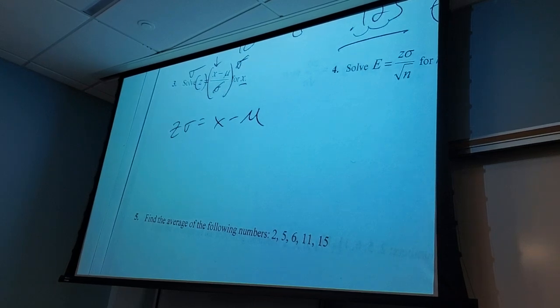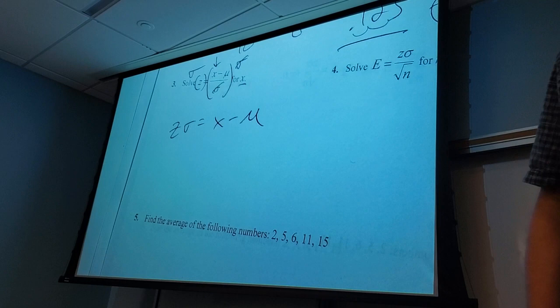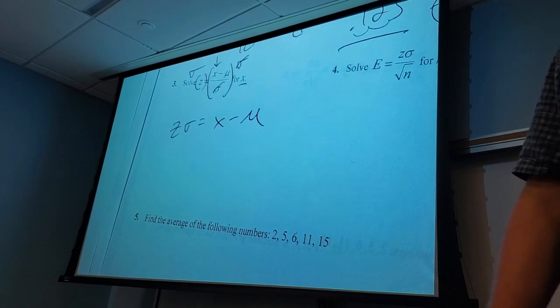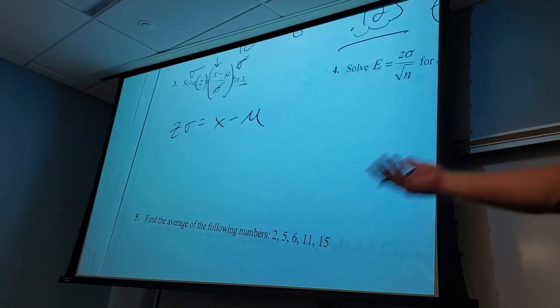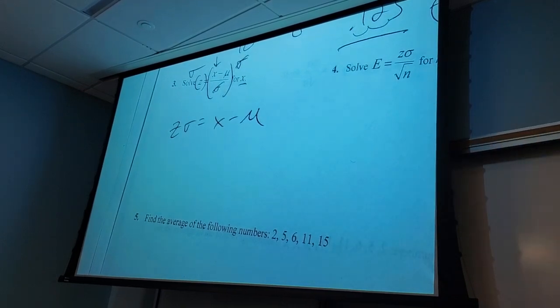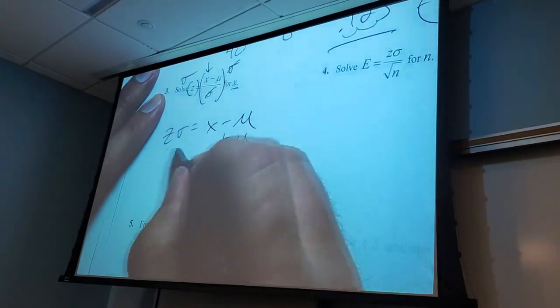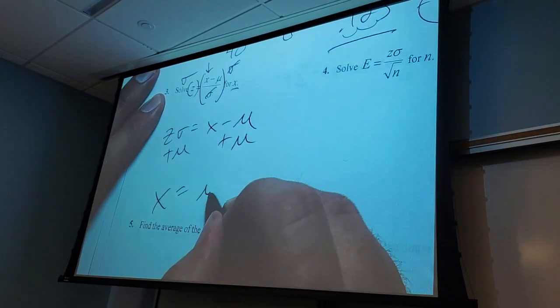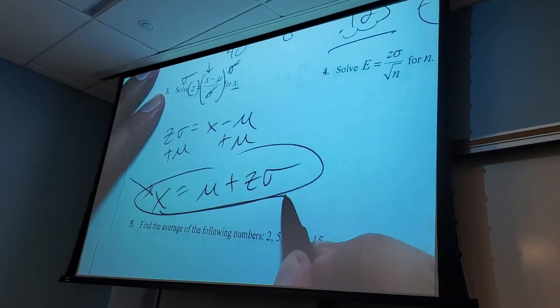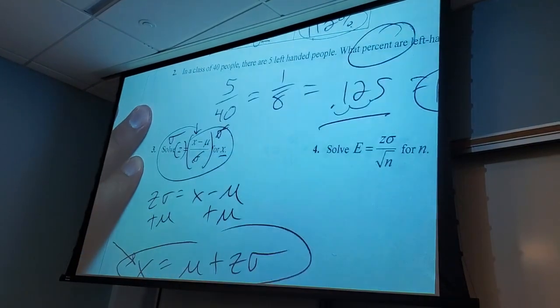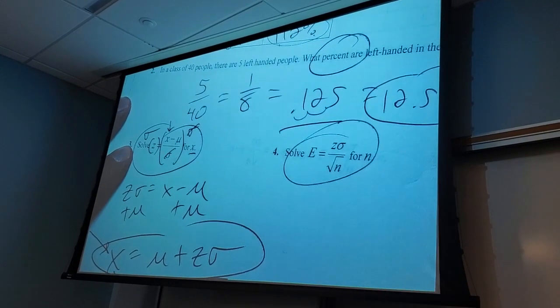It's one step away from having x by itself. What about the mu? Add it. I love it. It's being subtracted, so to undo it, I'm going to add it, and then I'll be done. Add mu, you get x equals mu plus z sigma. This is an actual statistics equation.